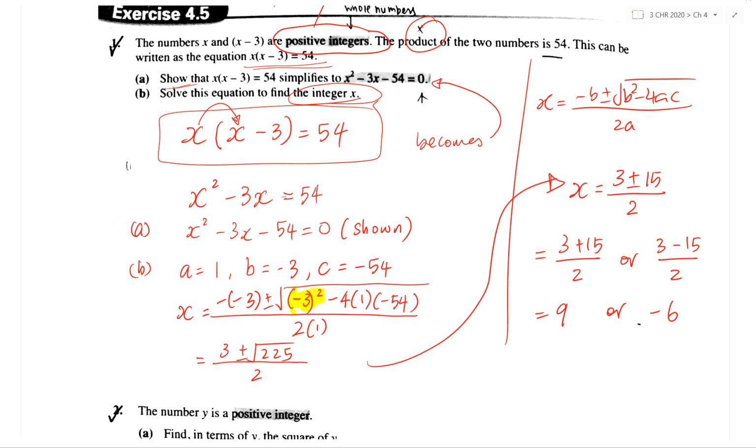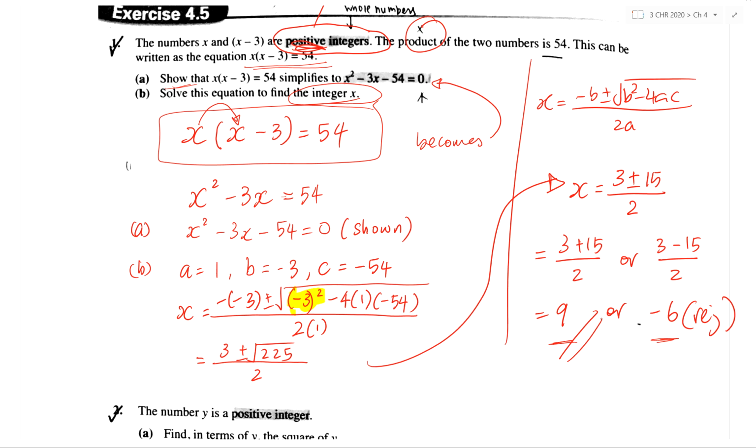Are both acceptable? Can I have both answers for x? Can we read the first line of the question? The numbers x and x minus 3 are positive. So now I have 2 values of x. Is one of them wrong? Which one is wrong? Negative 6. So we must reject it. Why are we rejecting it? Because they are positive. So we can only select the positive answer. Therefore the answer is 9. Only one answer.